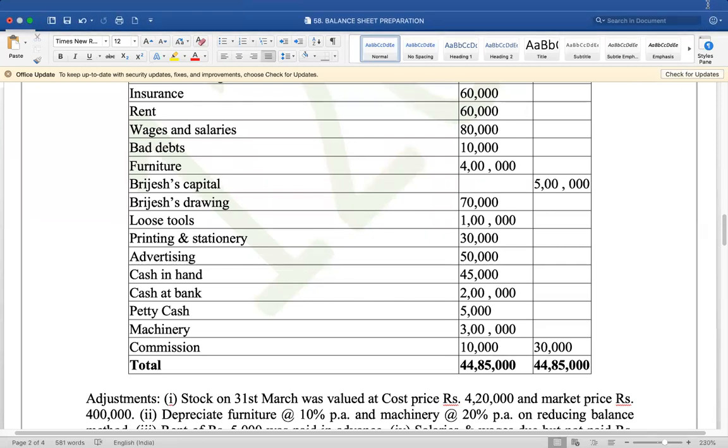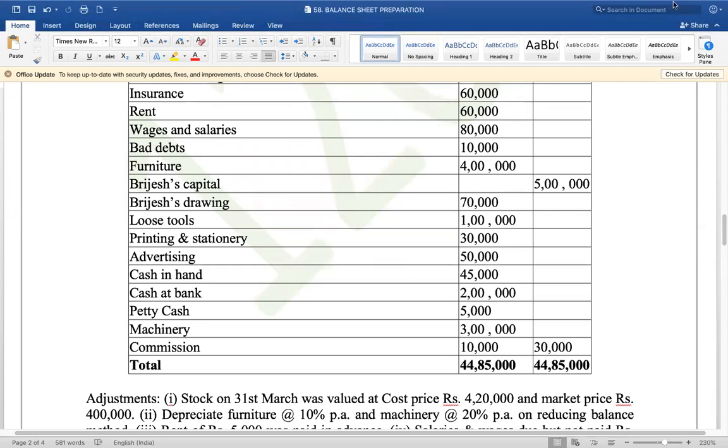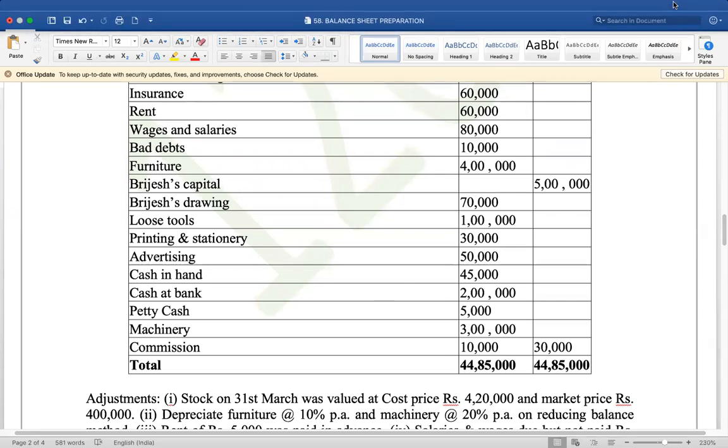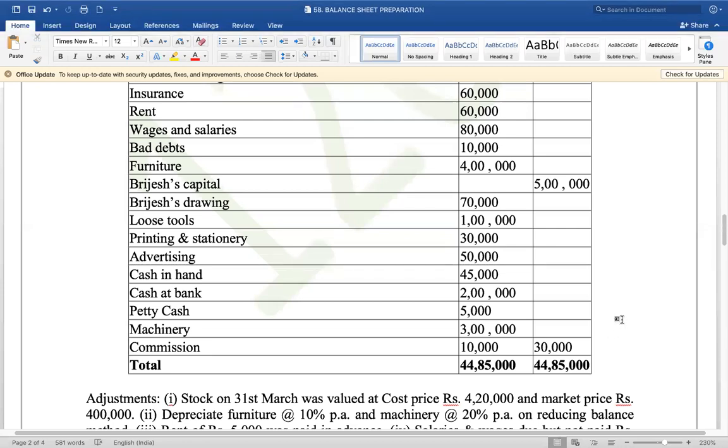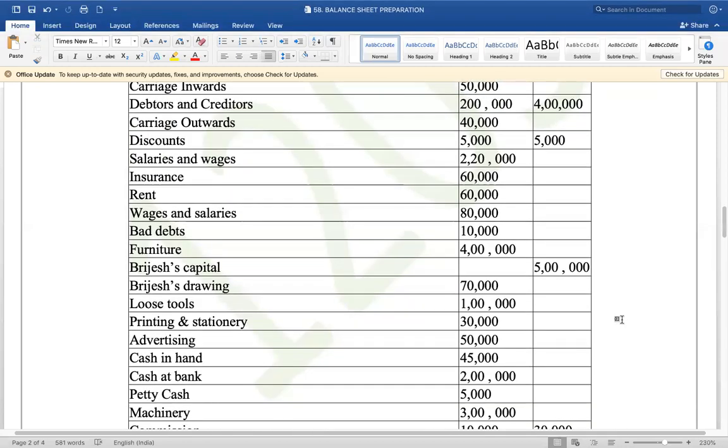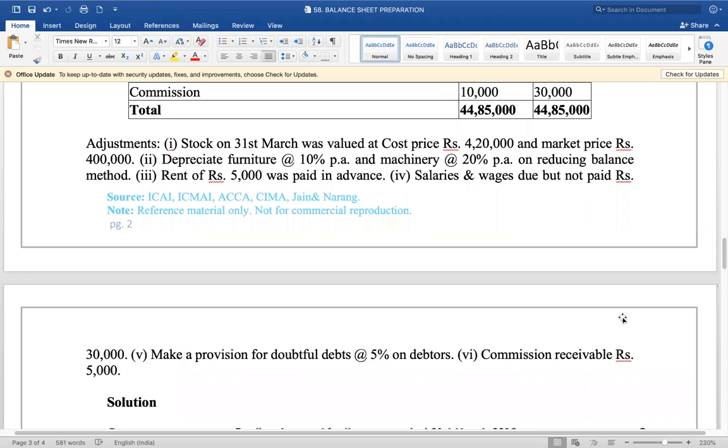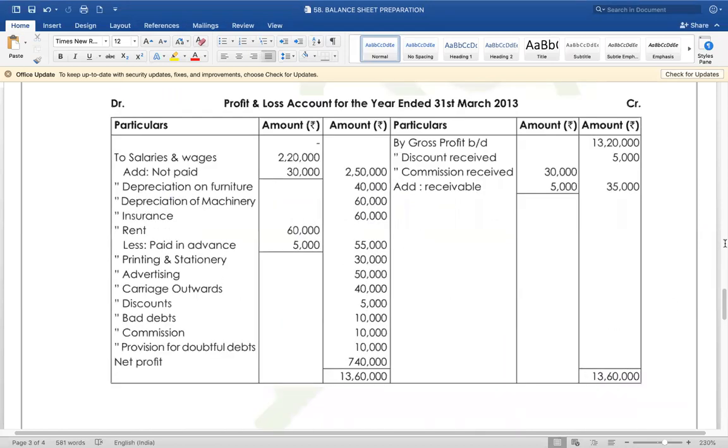Okay. How much time do we have more? 15 minutes, sir. Yeah, we have sufficient time. Right. So this is what about the profit and loss account. We'll scan through once again. Salaries we have taken, depreciation, machinery, insurance, rent, printing, and stationery.